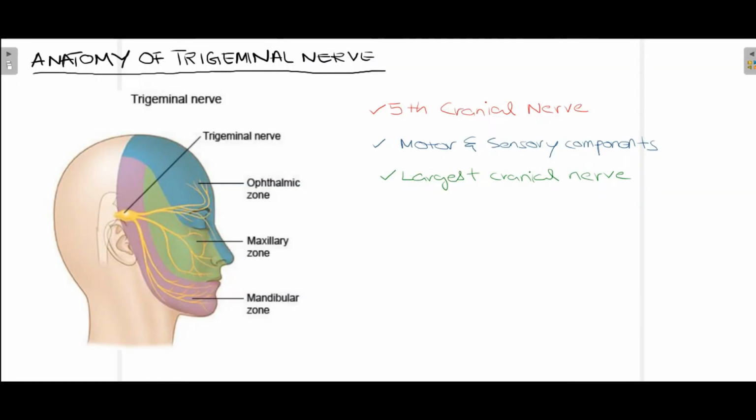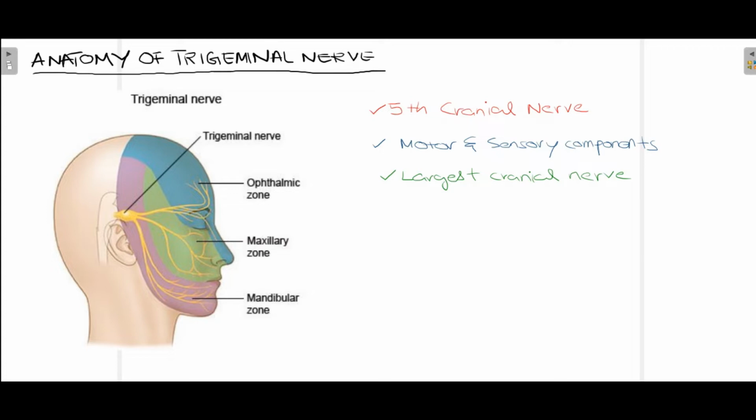Now let's start this video by briefly talking about the basic anatomy of the trigeminal nerve. The trigeminal nerve is the fifth cranial nerve. This cranial nerve consists of a motor part and a sensory part. It's a mixed nerve, with motor and sensory components, and it is the largest cranial nerve.